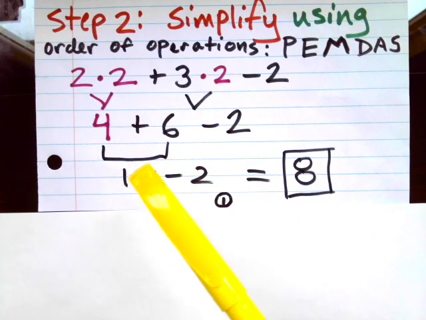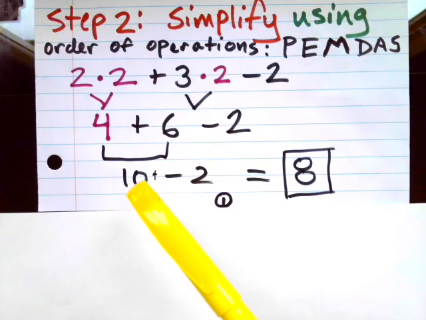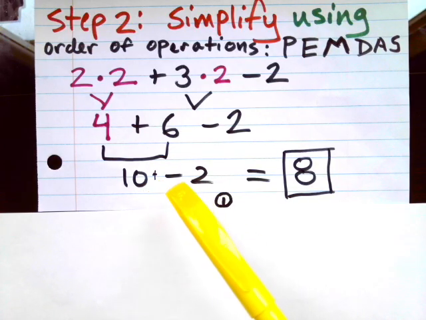Think of it this way. You have $10. You want to borrow $2. So you're going to borrow. You owe me $2.